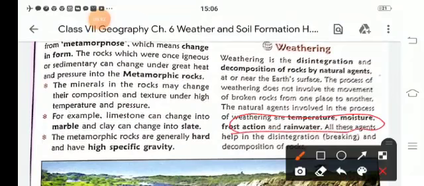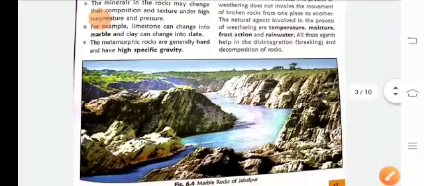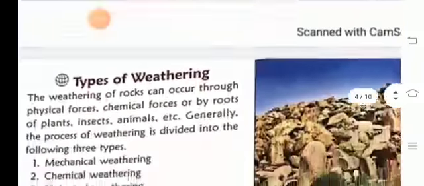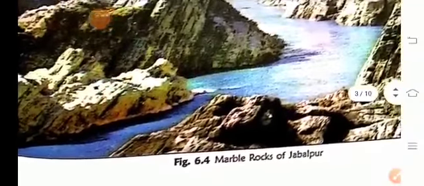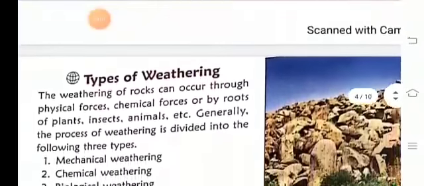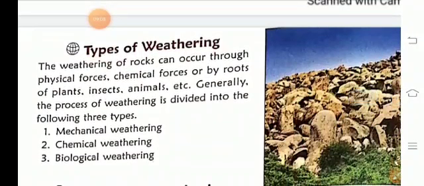Now the types of weathering. What are the types of weathering? Weathering is of three types. See, this is the marble rock. These are the marble rocks. From limestone it becomes marble, as in Jabalpur, India. The types of weathering are mechanical weathering, chemical weathering and biological weathering.